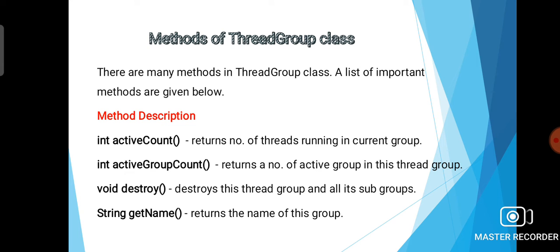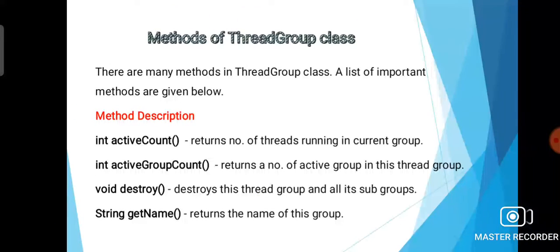The ThreadGroup class has methods to perform many operations and to retrieve many details from the thread group. For example, the activeCount method returns the number of threads running in the current group. Then the activeGroupCount method returns the number of active groups in this thread group. Then the void destroy method destroys the thread group and all of its subgroups.